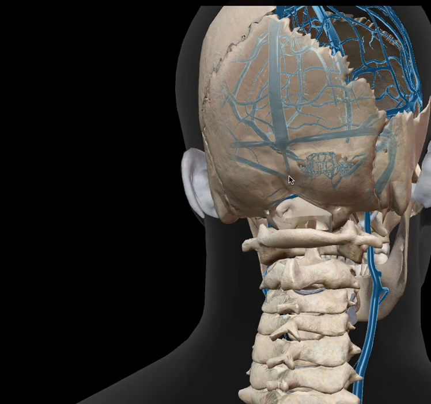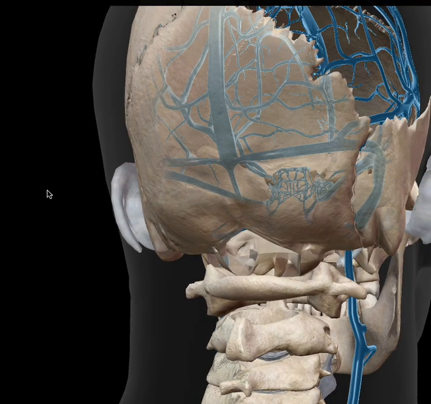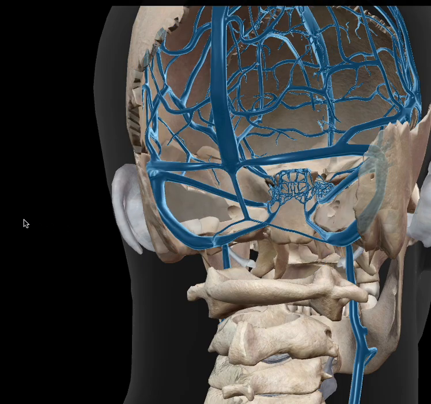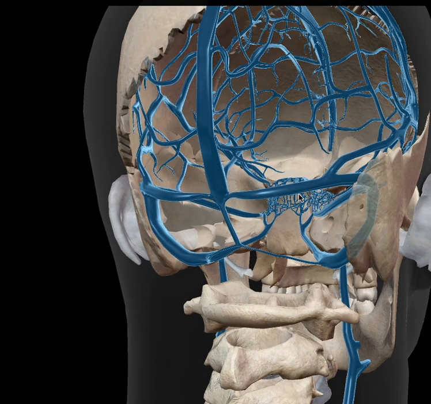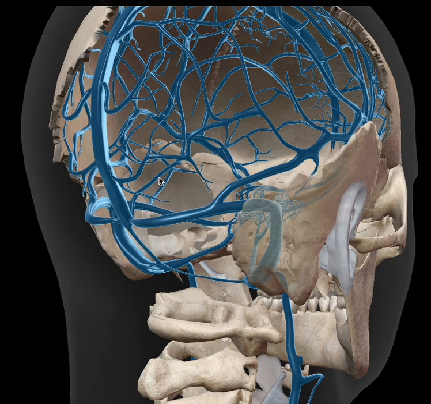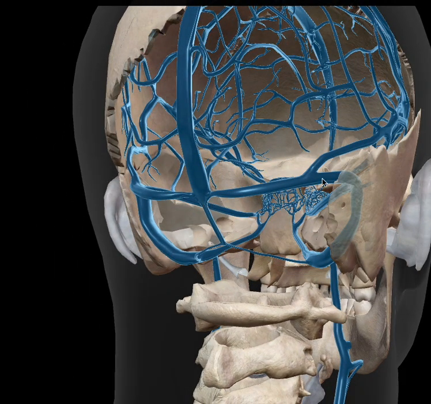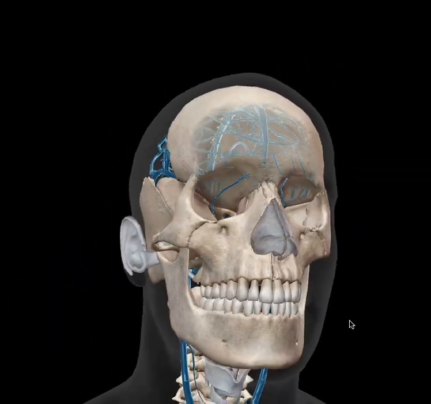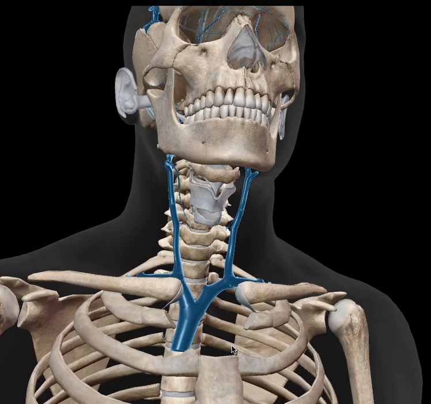This is called the occipital sinus. If I remove our occipital bone, you can see the occipital sinus right here. So we've got the superior sagittal sinus, occipital sinus, two transverse sinuses. Here's the straight sinus, and those all come together in the confluence of sinuses right here. From the confluence of sinuses, blood goes out through the transverse sinus, sigmoid sinus, internal jugular vein, all the way down to the superior vena cava, and back into the heart.